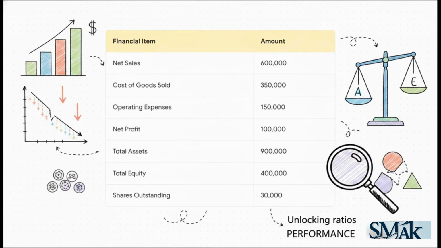To make sure everything stays super clear and comparable today, we're going to use one constant set of financial data. We've got our net sales sitting at 600,000, our cost of goods sold at 350,000, and our operating expenses at 150,000, which ultimately leaves us with a net profit of 100,000. Now, on the balance sheet side, we have total assets of 900,000, total equity of 400,000, and 30,000 shares outstanding. Keep these numbers in the back of your mind because they are the key to unlocking all of our ratios.